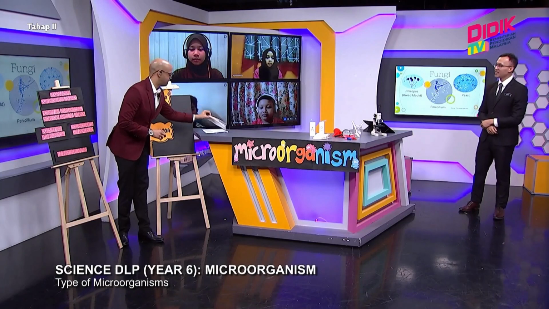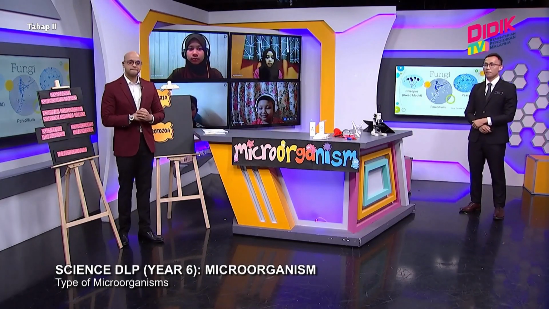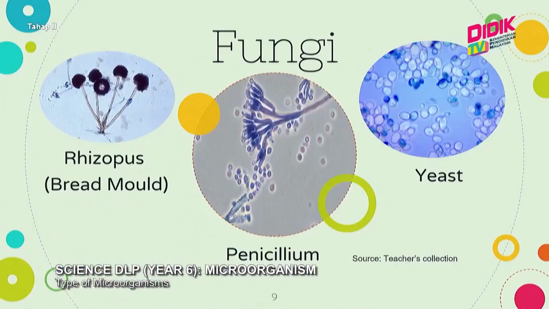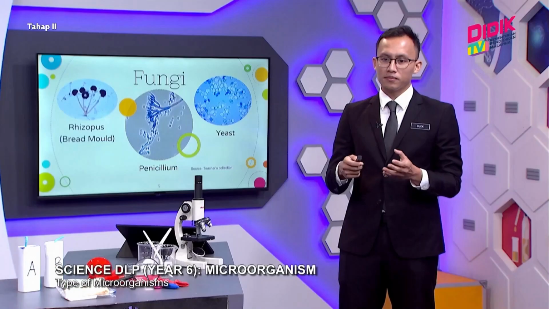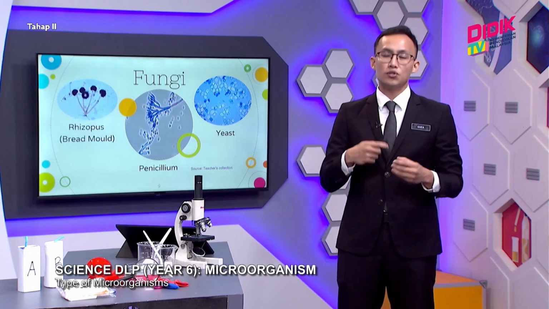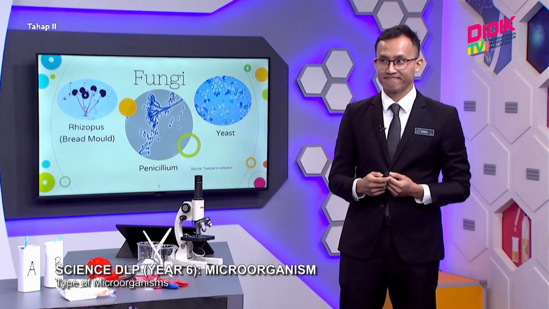The second example would be the penicillium. Penicillium is a type of fungi that is widely used by pharmacologists. So what are pharmacologists? They are the people that design medicines. For example, penicillin comes from penicillium. It is used to treat bacterial infection.